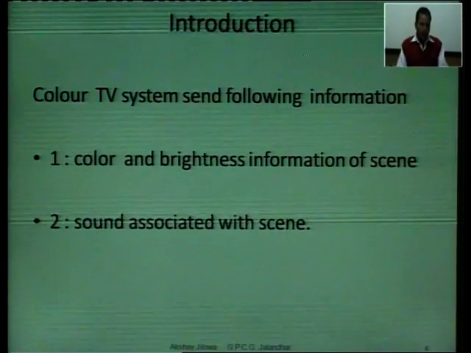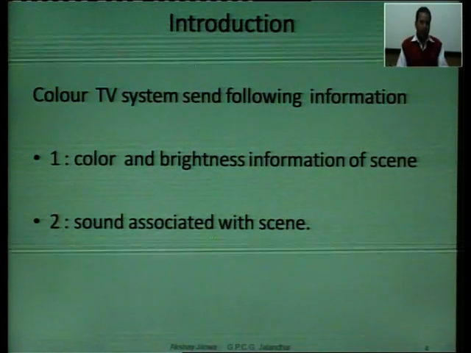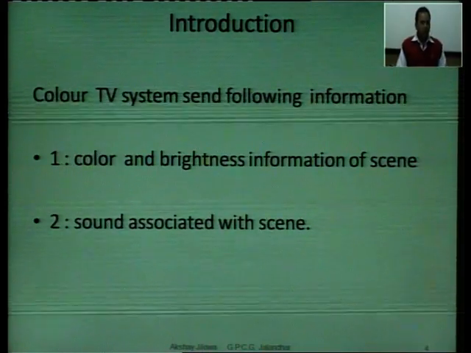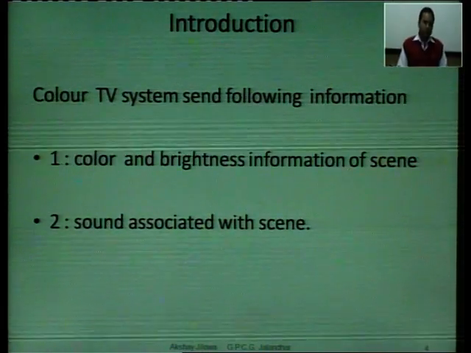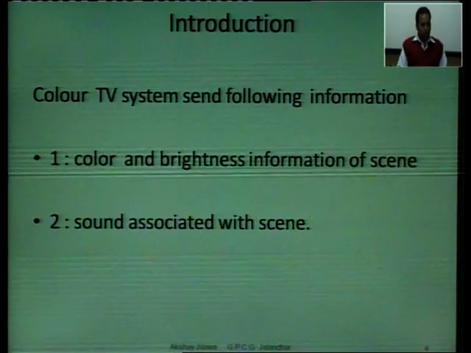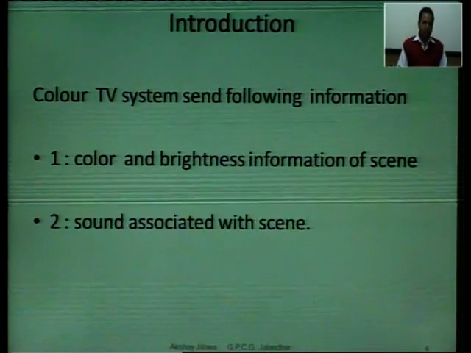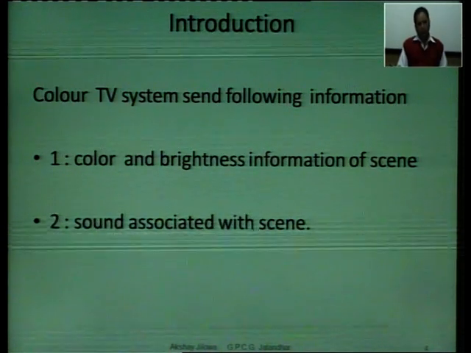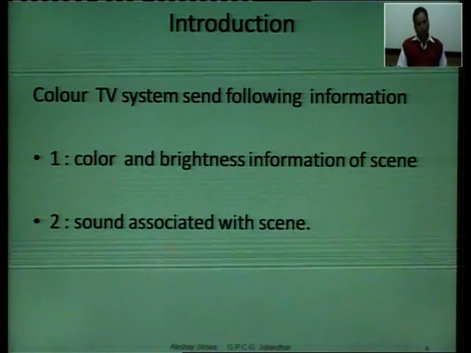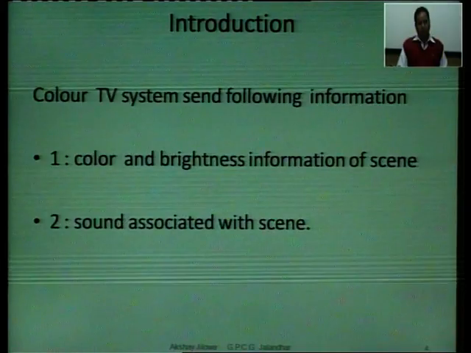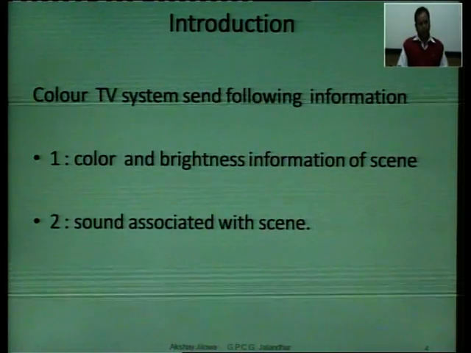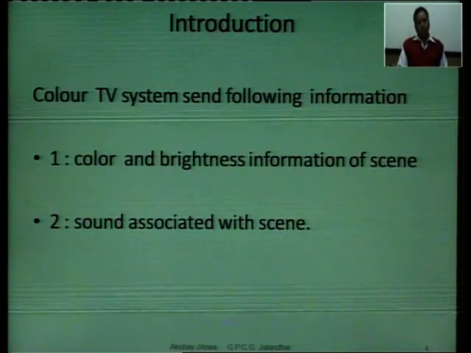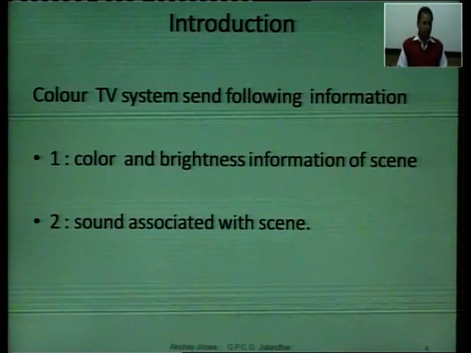Number 1, color and brightness information of the scene. Second, sound associated with the scene. So, as monochrome TV sends monochrome information, here color TV sends color information, and along with that color information, it sends the corresponding brightness information also of a particular color.